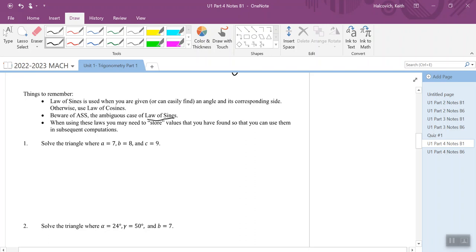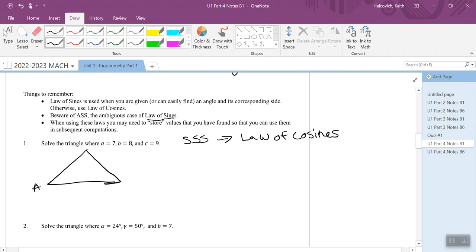So first, here you're given 3 sides. Whenever you're given 3 sides, you're going to start with the law of cosines. All right, so I like to draw the picture. So here, it doesn't matter in this case where you put A, B, and C. So for this one, A equals 7, B equals 8, C equals 9. So you need to use the law of cosines.